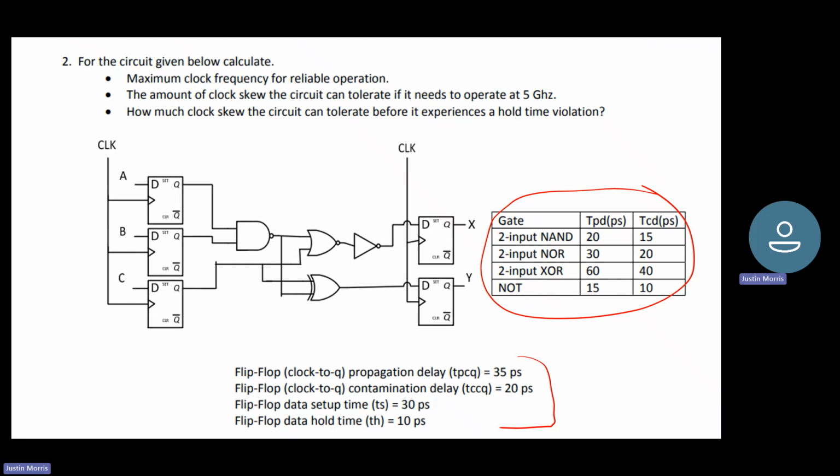So what we need to do is, let's just answer this first question. What is the maximum clock frequency for reliable operation? The equation that we need for that is for setup time, because we basically set our clock period to be long enough to accommodate the longest path. So let's find this longest path. We have many different paths here. Let's just do one at a time.